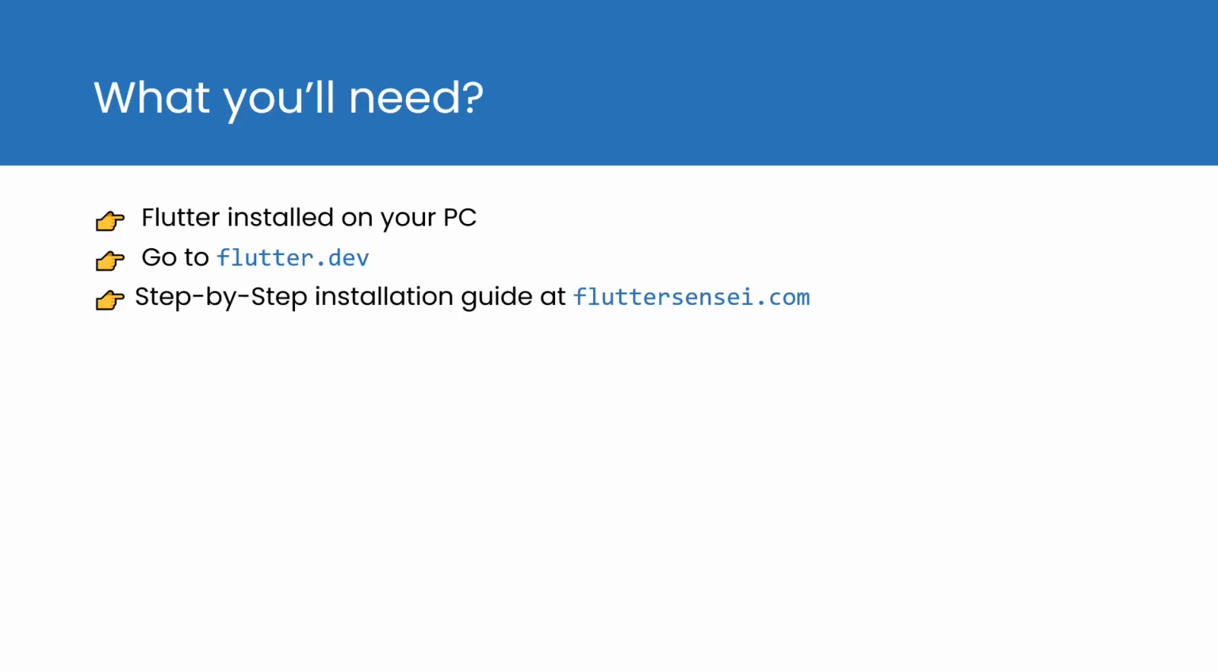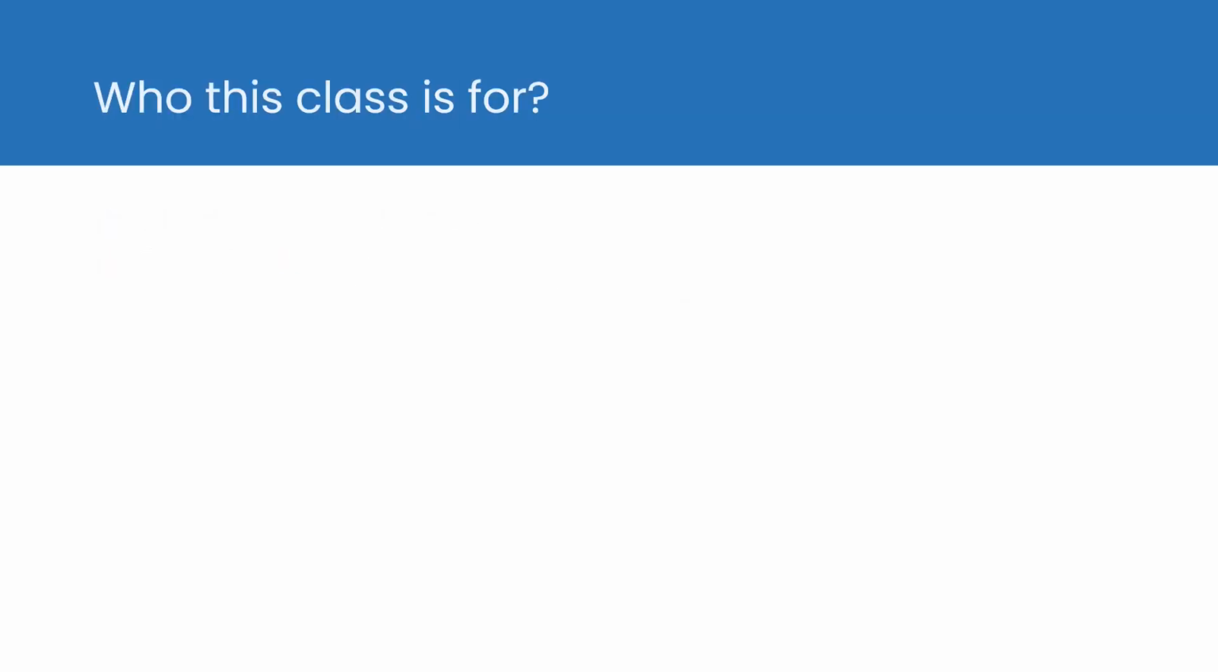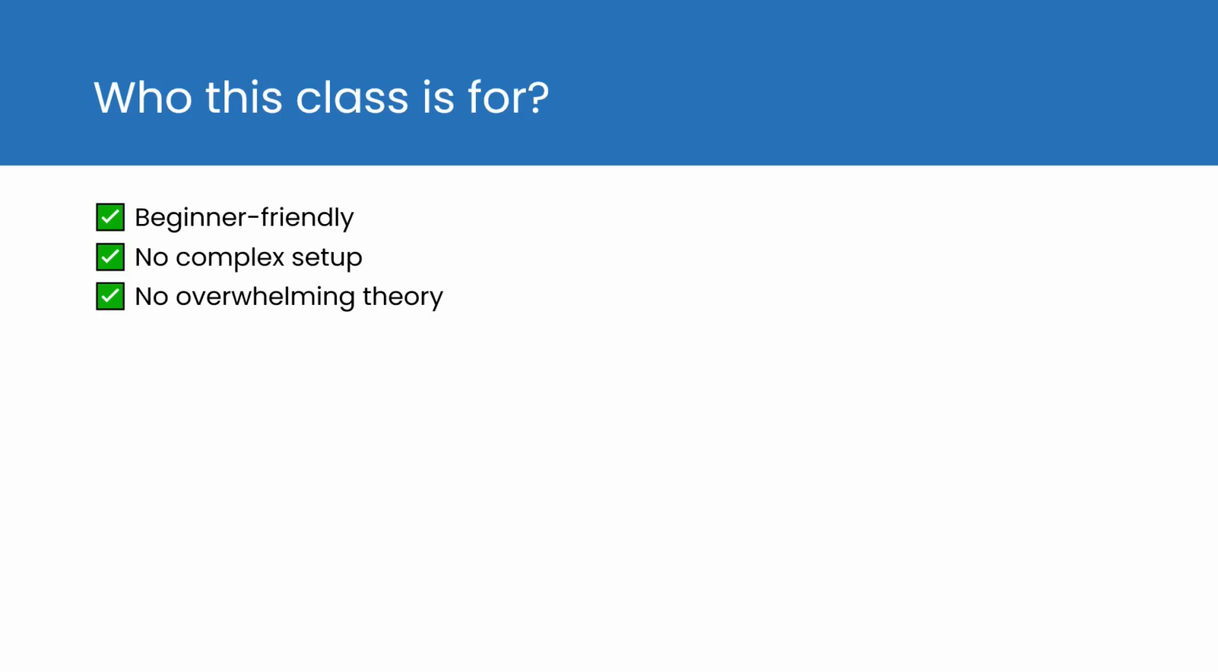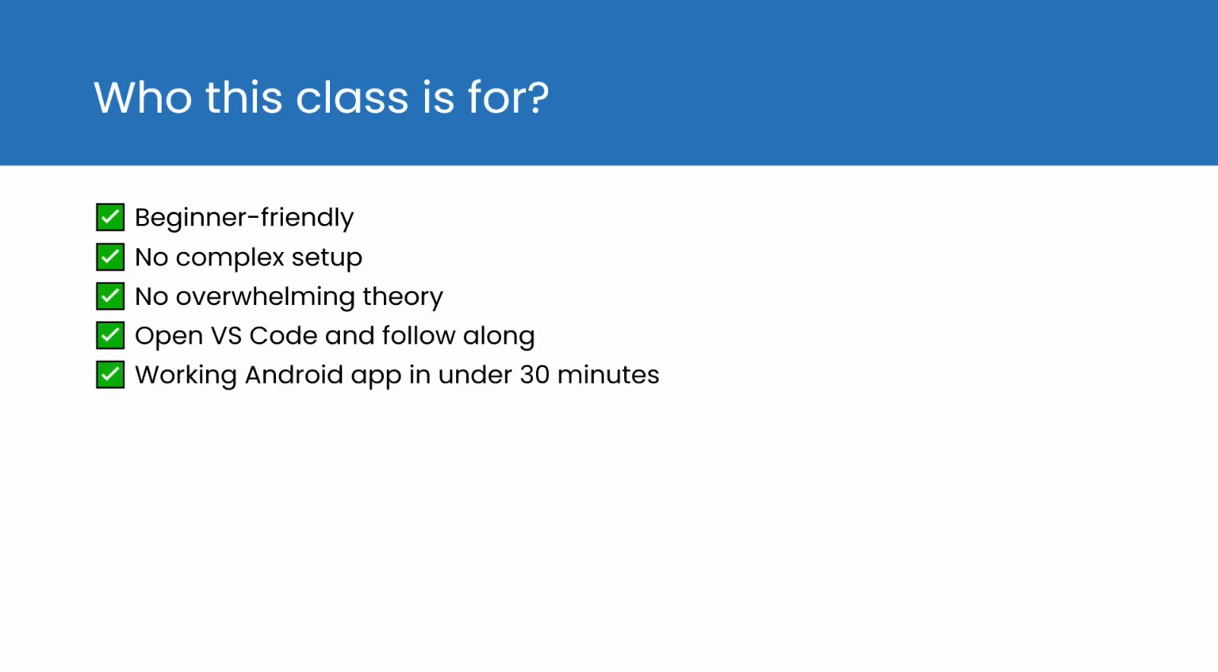You will need to have Flutter installed on your PC. If you haven't done it yet, you can go to flutter.dev or check out my detailed step-by-step installation guide at fluttersensei.com. Once Flutter and VS Code is installed, you're good to go. This class is beginner-friendly. There is no complex setup or overwhelming theory. If you can open VS Code and follow along, you will have a working Android app under 30 minutes.